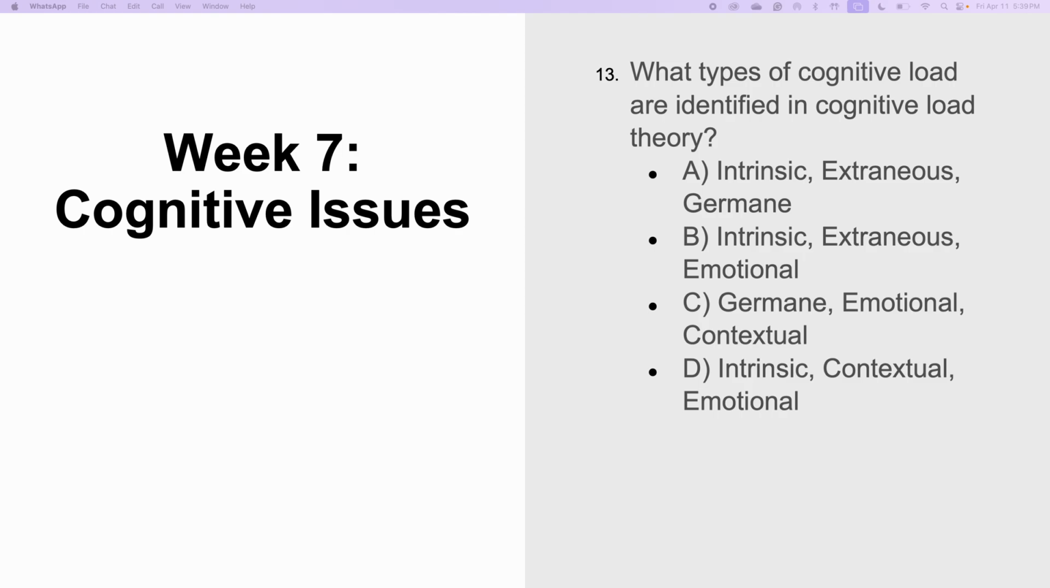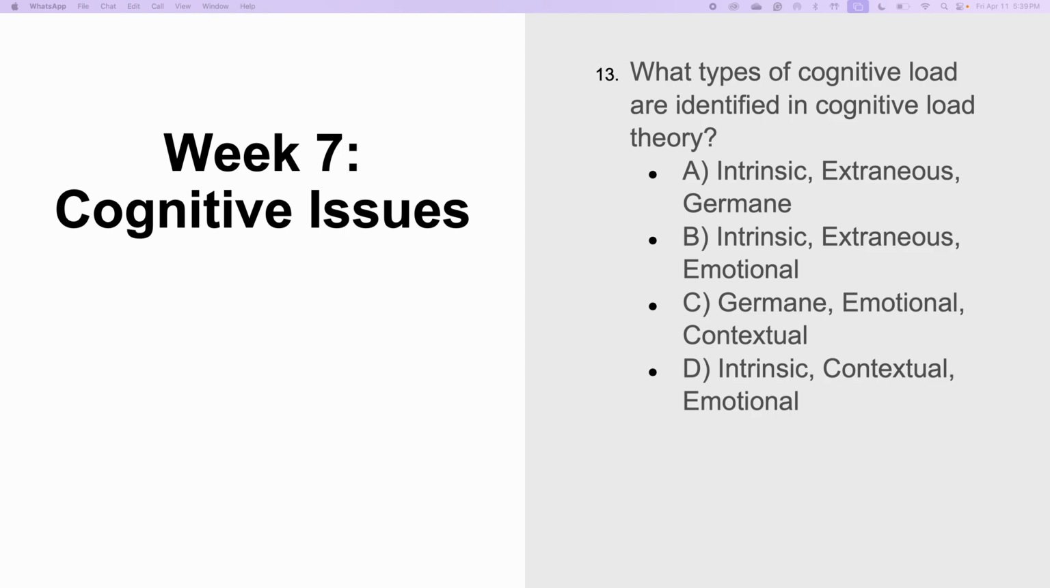So the right answer for this question is option A, intrinsic, extraneous, germane. Cognitive load theory is like a master key that unlocks the secret of how our brains process information. Intrinsic load is about task complexity. Extraneous load is about unnecessary information, and germane load is about the learning process. Understanding these helps you design interfaces that are cognitively friendly, a symphony of cognitive harmony.